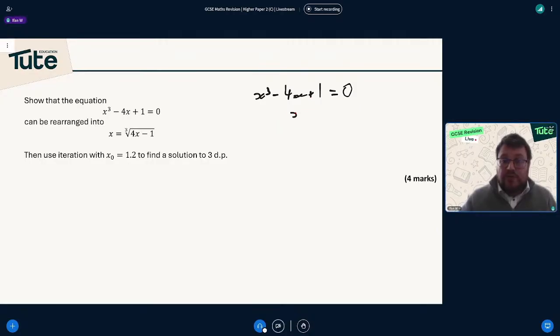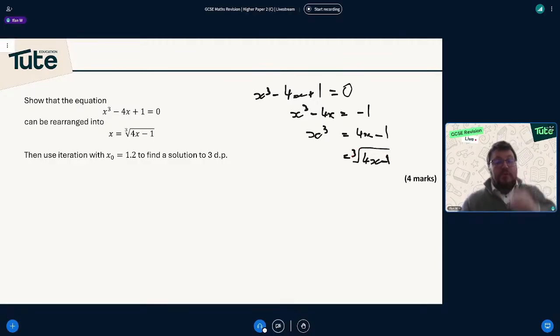So adding 1, so x cubed take away 4x is equal to negative 1. Add 4x to both sides, so x cubed. Now, because it's a positive, I'm going to put it in the front there. Take away 1, and then your cubic rooting: the cube root of 4x take away 1. All right. So what you've done there is you've got your first mark by showing how it's done. Now, use iteration when x0 is 1.2.